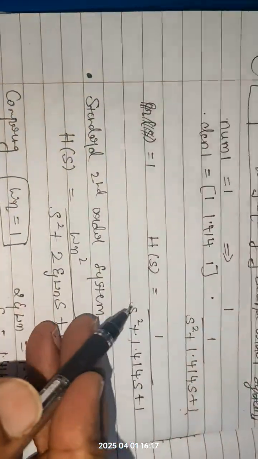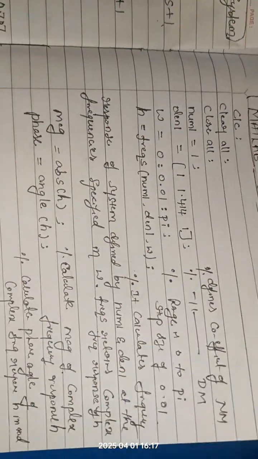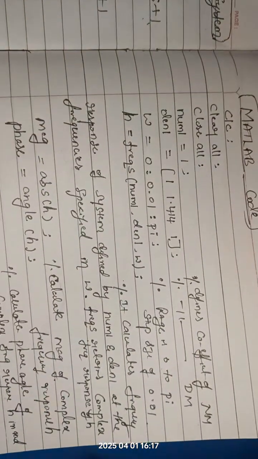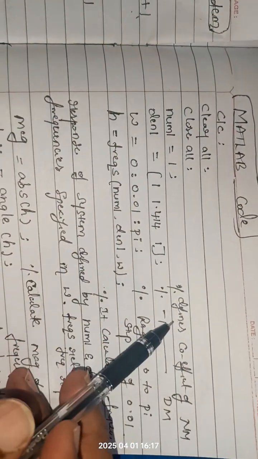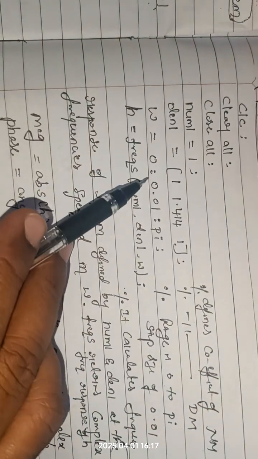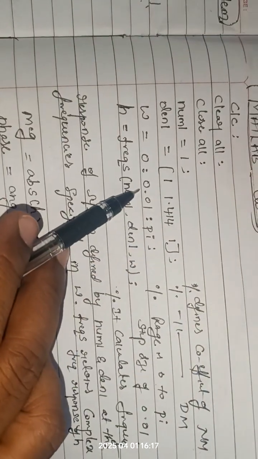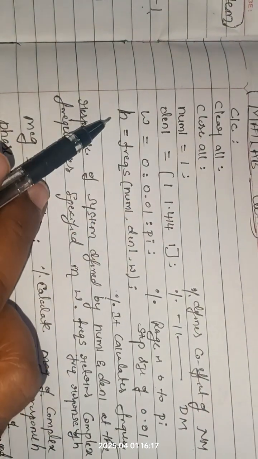So this is a second order system. Now the MATLAB code: first clear all, close all, and here we are defining the numerator and denominator. As I already told, these define the coefficients of the numerator and the denominator, and omega equals 0 to pi. That is the range, 0 to pi, and the step size is 0.01.